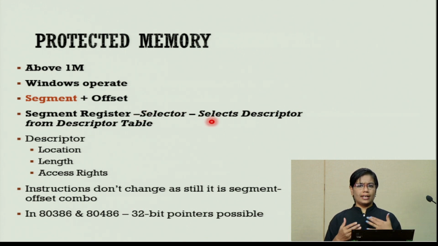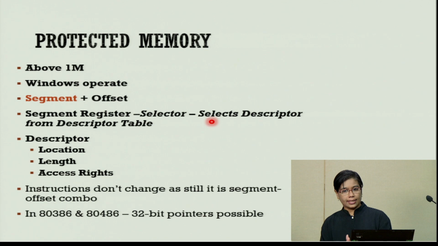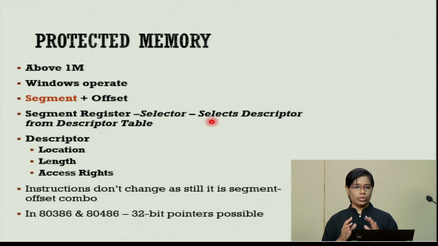So what exactly does this descriptor have? The descriptor has the location of the memory segment. It has the length of the memory segment. It also has the access permissions of this particular memory segment. It will say which are the applications that can access these segments. So those are called access rights. So information regarding the access permissions is also present as part of this descriptor.